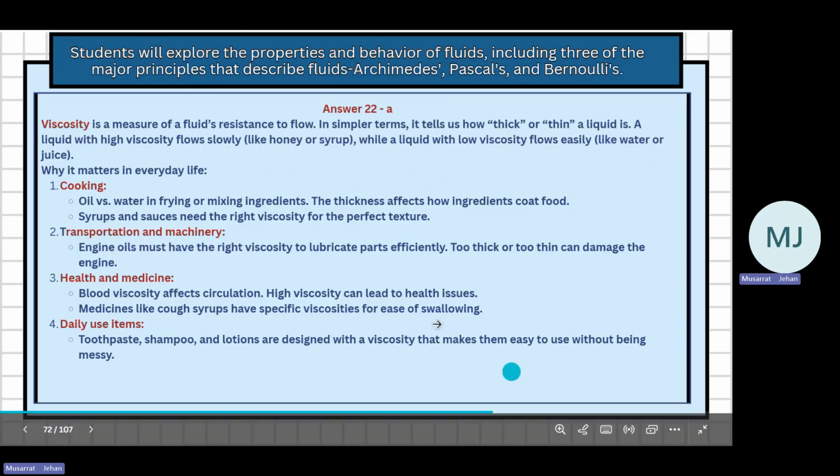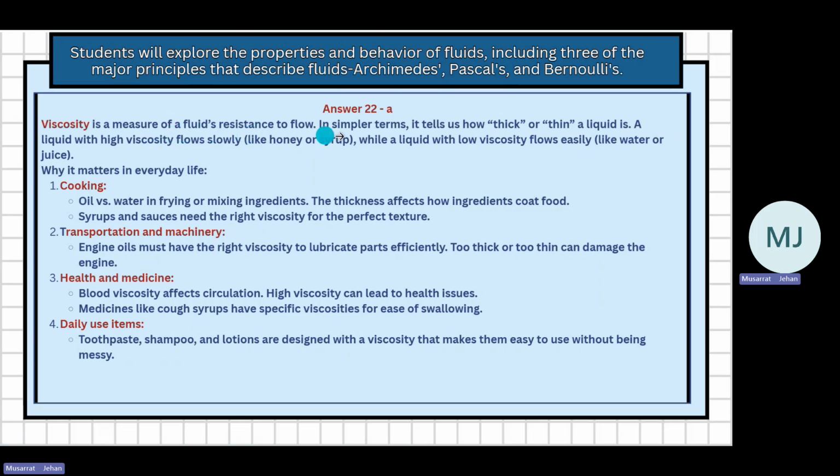So what is viscosity? It is a measure of a fluid's resistance to flow. In simpler terms, you can say how thick or how thin the liquid is. Water is very thin, so it has very little viscosity. Honey is very thick, so it has very high viscosity. High viscosity like honey or syrup, while liquids with low viscosity are like water or juice.